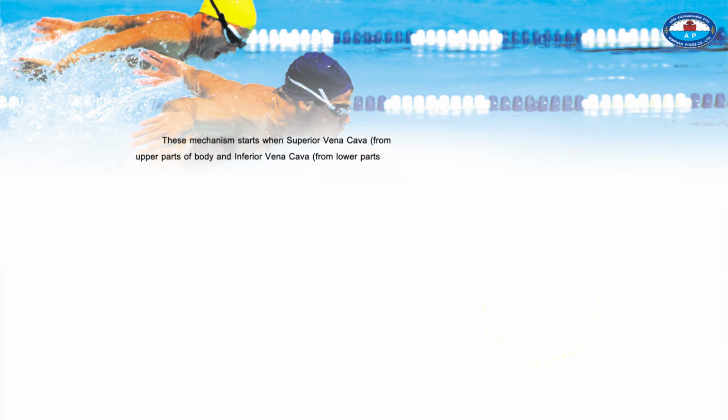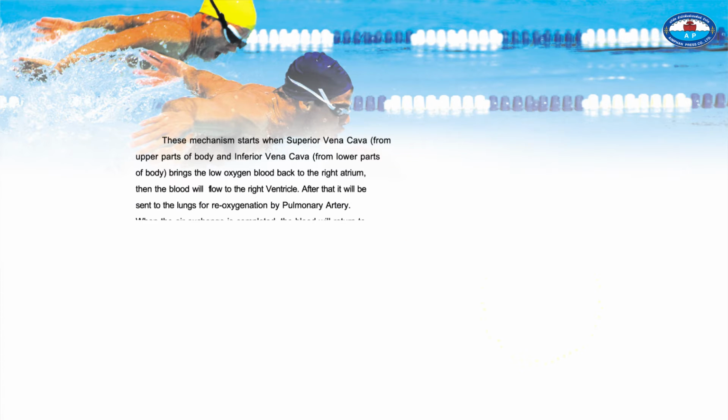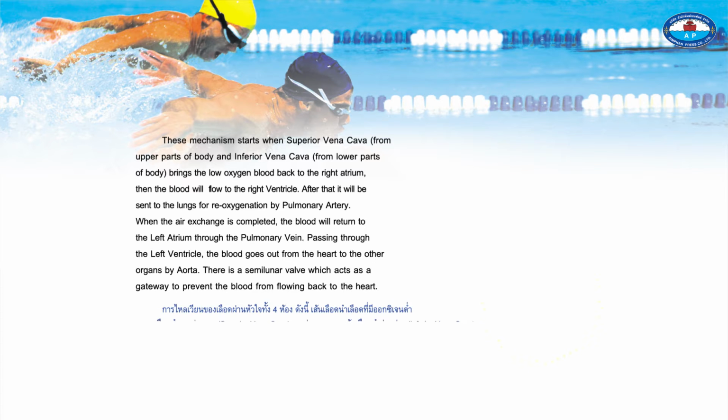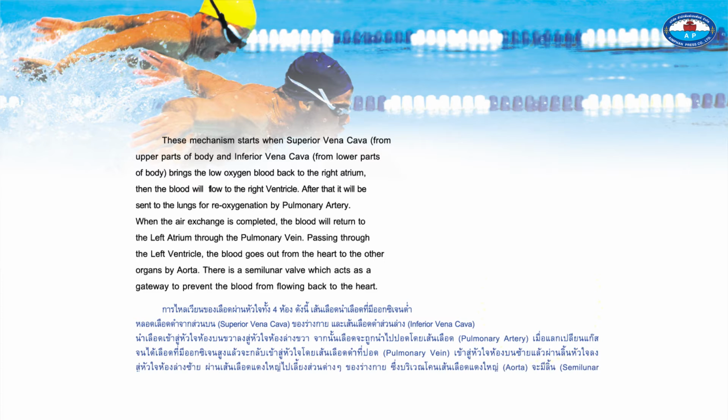These mechanisms start when superior vena cava from upper parts of the body and inferior vena cava from lower parts of the body bring the low oxygen blood back to the right atrium. Then the blood will flow to the right ventricle. After that, it will be sent to the lungs for reoxygenation by the pulmonary artery. When the air exchange is complete, the blood will return to the left atrium through the pulmonary vein.